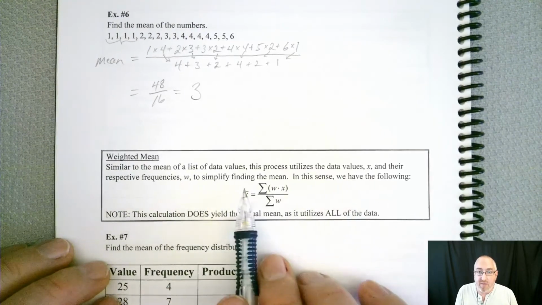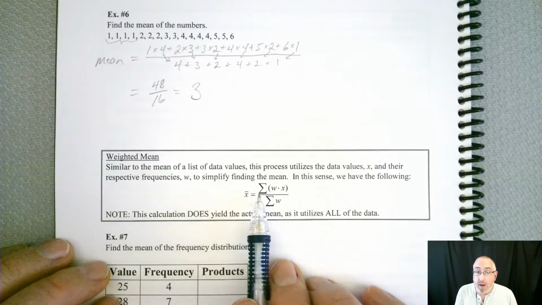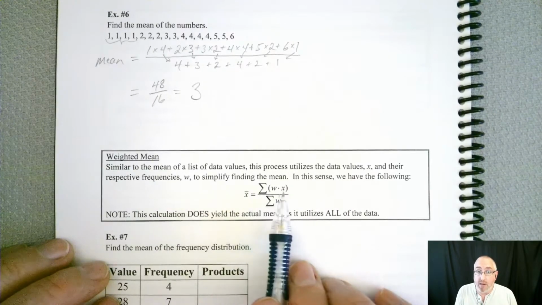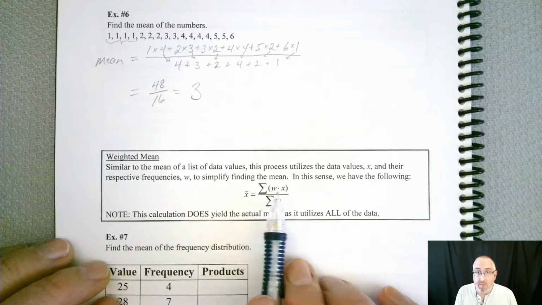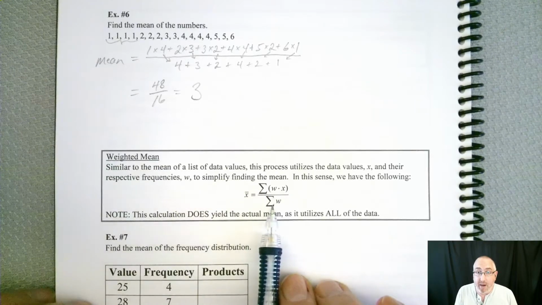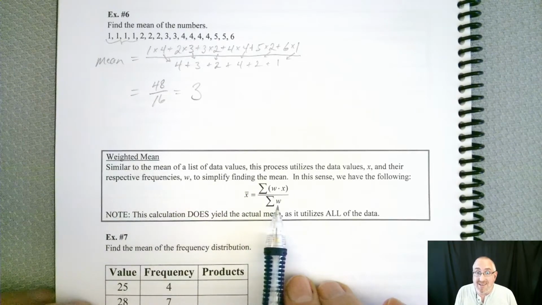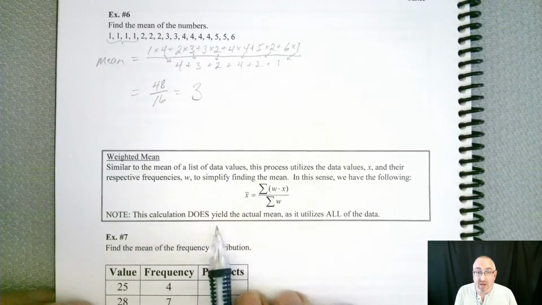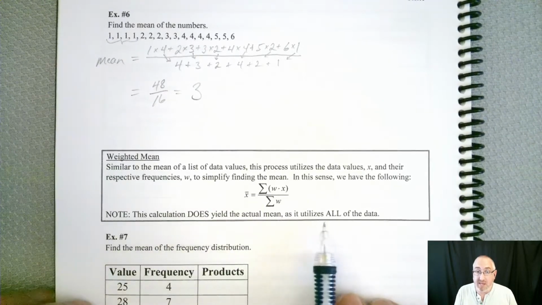So in this sense, we have the following. We have the sum of the product of the frequency times the value. That's exactly what we did up above. And then we added up all of the frequencies, and that's what we divided by. So note, this calculation does yield the mean as it utilizes all of the data.